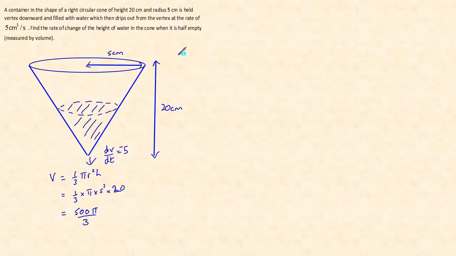Now let's think about what we're required to find. It's always good to get this really clear in our minds. We want to find the rate of change of height, so we want dh/dt when it's half empty by volume. So we want dh/dt when V is going to be half of the actual capacity, so that's going to be 250 pi by 3.